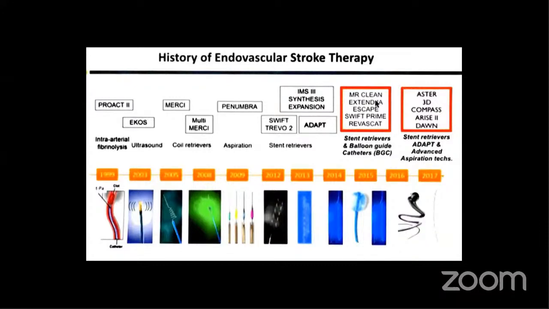Then after that, a lot of modification of the endovascular materials, especially the stent retriever and big aspiration catheters, gave the results of a big successful endovascular trials: MR CLEAN, EXTEND-IA, ESCAPE, SWIFT PRIME, and REVASCAT in 2015. Then later on, the ASTER trial and COMPASS compared aspiration versus stent retriever. Then DAWN and DEFUSE in 2018 for the late presenting stroke.